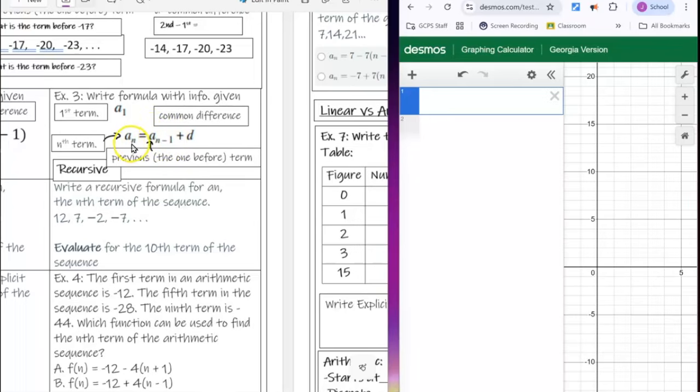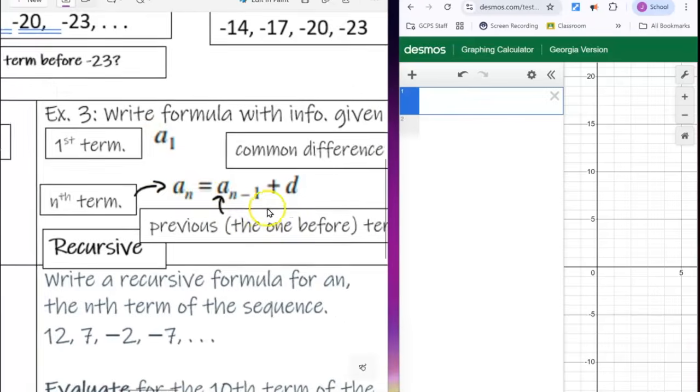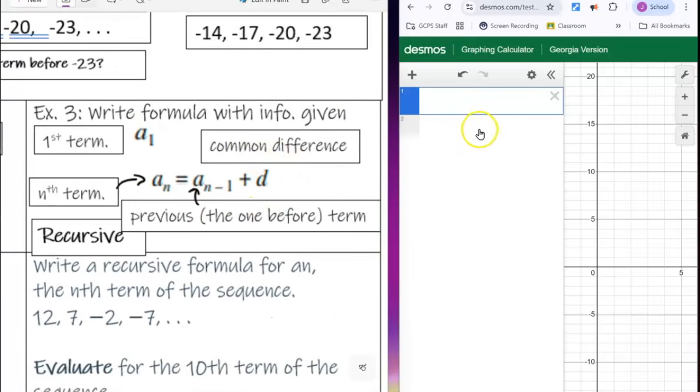So if I want, say for example, a sub 5, that's the fifth term, a sub 4, the fourth term, a sub 3, the third term, like that. So let's say I have a sub 3. So I go 1, 2, 3, the third one. The term before that is the second one, like that. All right, so that's the previous one. And then d, of course, we know is the common difference.